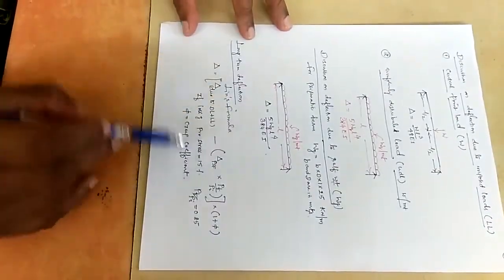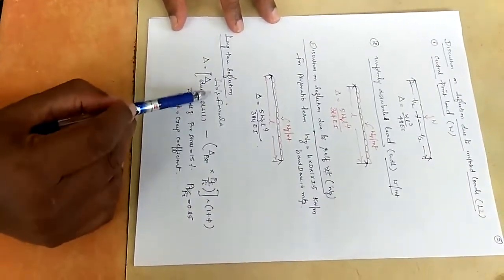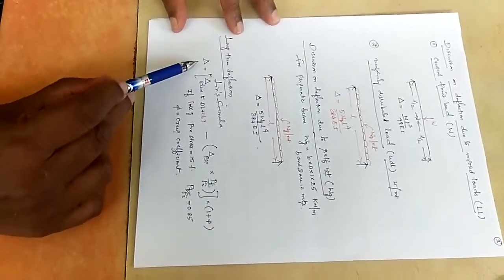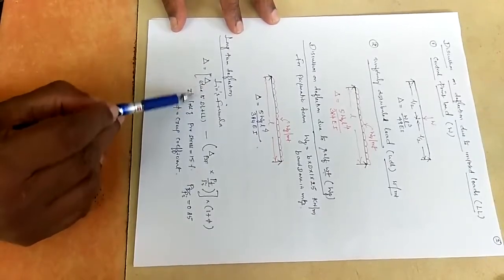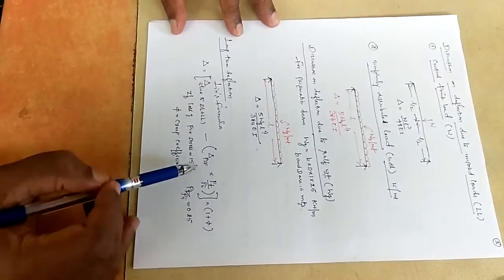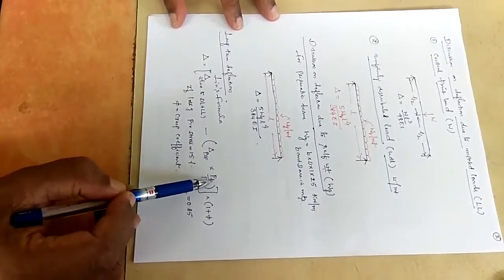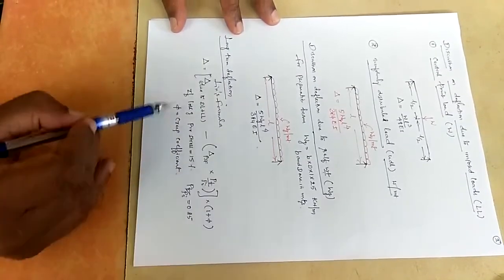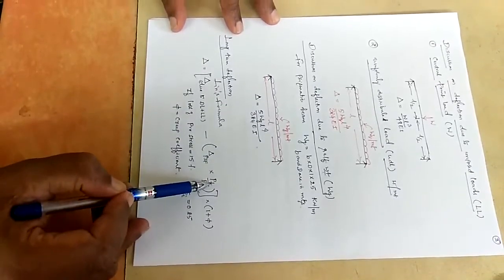How to find long-term deflection? There is a formula found by Lin. Lin's formula is: long-term deflection equal to deflection due to dead load and live load, this is a positive value, minus deflection due to pre-stressing forces multiplied by final pre-stressing force divided by initial pre-stressing force. Suppose loss of pre-stress is 15%, that PF will be 85%.